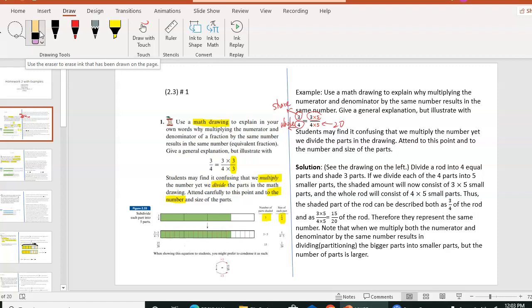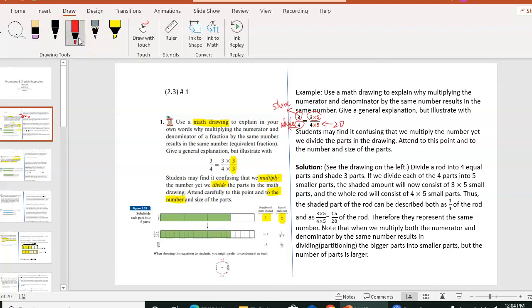Okay, so now deal with the modification, multiplying by 5. So you always start with 3/4. Then explain what times 5 does to the drawing. So if we divide each of the 4 parts into 5 smaller parts, the entire cake, 1, 2, 3, 4, each of them is turned into 5 equal parts. And the shaded part will now consist of 3 5s, 1 5, 2 5, 3 5s, small parts, and the whole cake will be turned into 4 5s of smaller parts. Okay, so again, that's your share, and that's the entire cake. And thus, the shaded part of the rod can be described both as the fraction 3/4 and also as 15/20 of the rod. Or if you don't like the word rod, you can use a cake to explain.